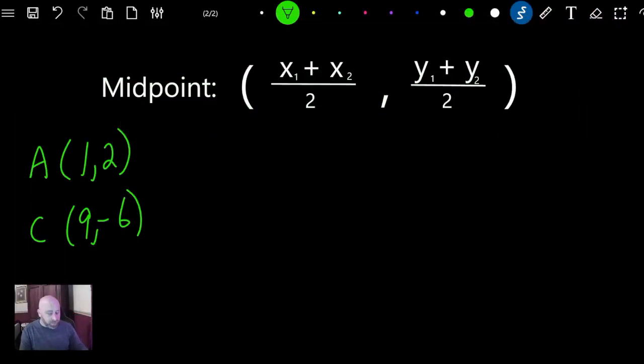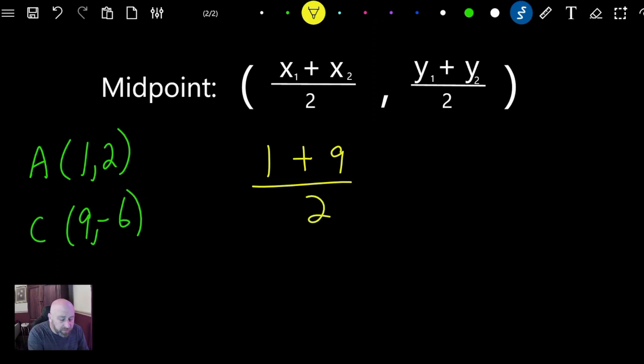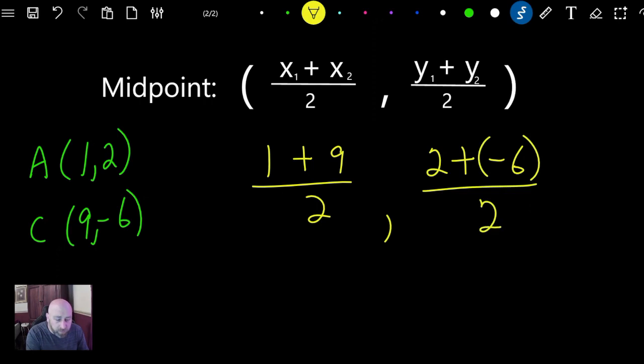Let's jump back over here to the computer and we're just going to work this. We're just going to go through it. So our A point is 1, 2, and our C point is 9, -6. So let's just go ahead and plug those in. So again, our X1 and our Y1, those are going to be our A points, and then our X2 and our Y2, those are going to be our C points in this case. So we have 1 plus 9 divided by 2, comma, Y1 is 2 plus -6. And you can put that in parentheses if you want, if that helps you to see that.